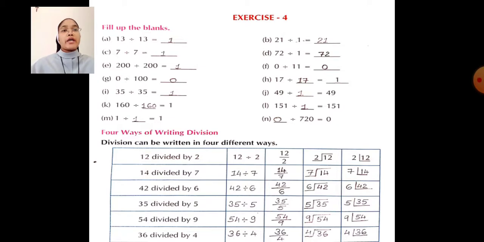49 divided by dash equal to 49. In the blank you have to write 1. 160 divided by dash equal to 1. In the blank you have to write 160. 151 divided by dash equal to 151. In the blank you have to write 1. 1 divided by dash equal to 1. In the blank you have to write 1. Dash divided by 720 equal to 0. In the blank you have to write 0.